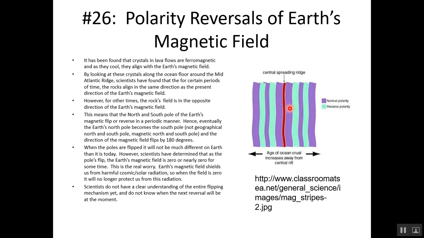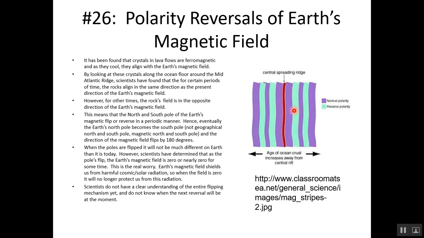Now when it flips, when they measure the magnetic field right when it flips, which is right over there, it turns out it's pretty small. It could actually be zero, like there's no magnetic field. They're not quite sure how small it gets. They think it goes to zero. They're not quite sure how long it lasts, how long it takes to flip.